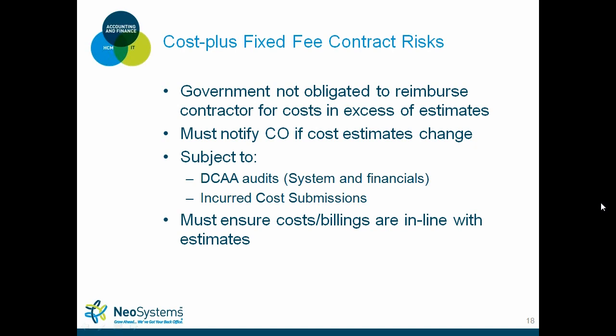And then lastly, you have to ensure that your costs with billings are in line with what you estimated. So back to fringe. If you estimated 30% fringe, that's what the government is expecting to be billed. You can't add in 32% one month, 38% the other month. It must be maintained at that even 30%.